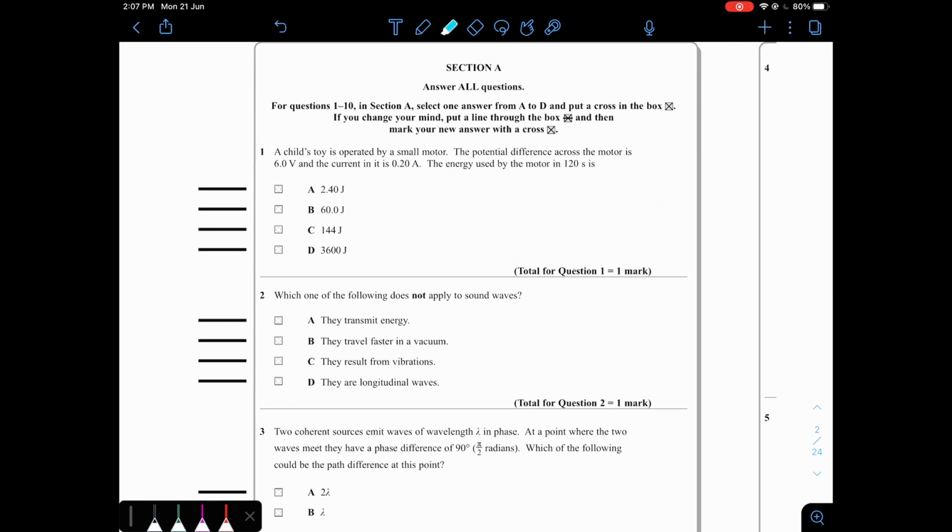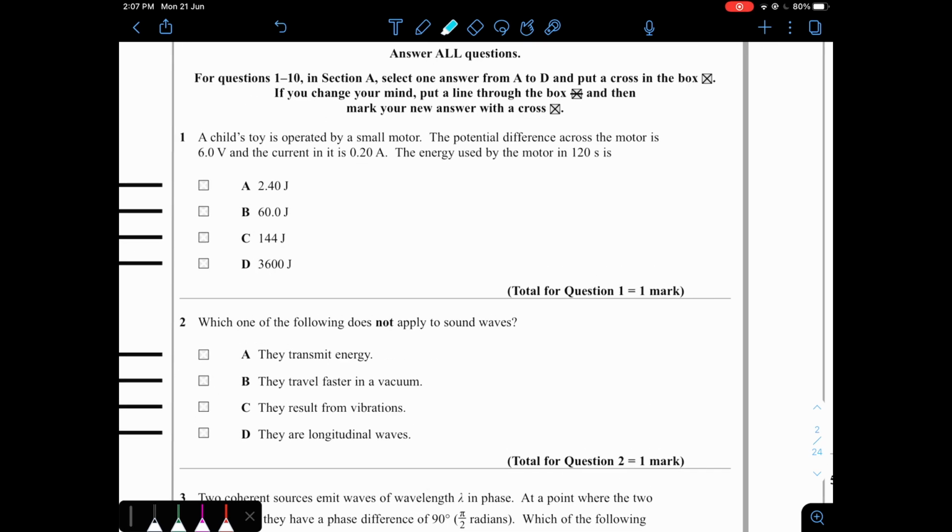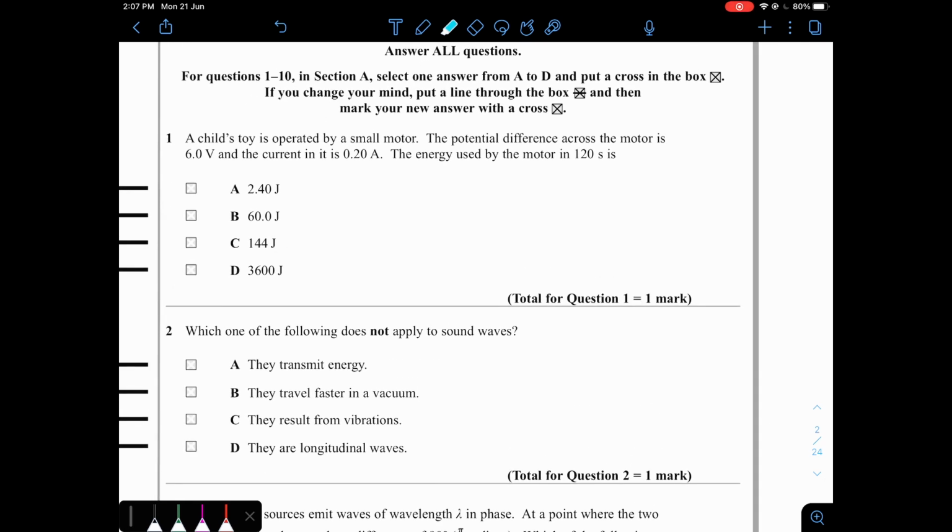Question number 1. A child's toy is operated by a small motor. The potential difference across the motor is 6 volts and the current in it is 0.2 amps. The energy used by the motor is in 120 seconds. So they've given us 3 quantities, the potential difference, the current, and time, and they want us to work out the energy. Now the energy you can check in the back of the paper as well.